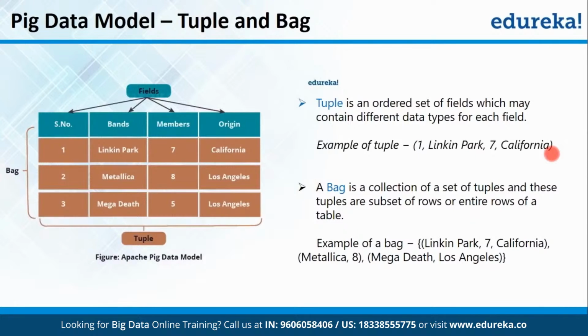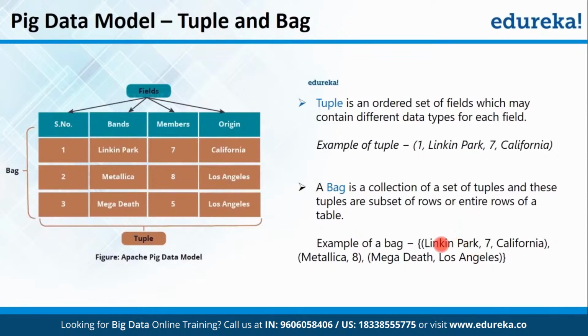Okay. The next is a bag. A bag is nothing but a collection of tuples. Okay. It could be one tuple, two tuple, or it could be multiple of tuples. It could be an entire row or a subset of rows. Okay. So let's look into the example. First of all, a bag is represented by curly braces. As you can see right here, this is the opening curly brace which represents the start of the bag, and there's an ending curly brace which represents the end of the bag.